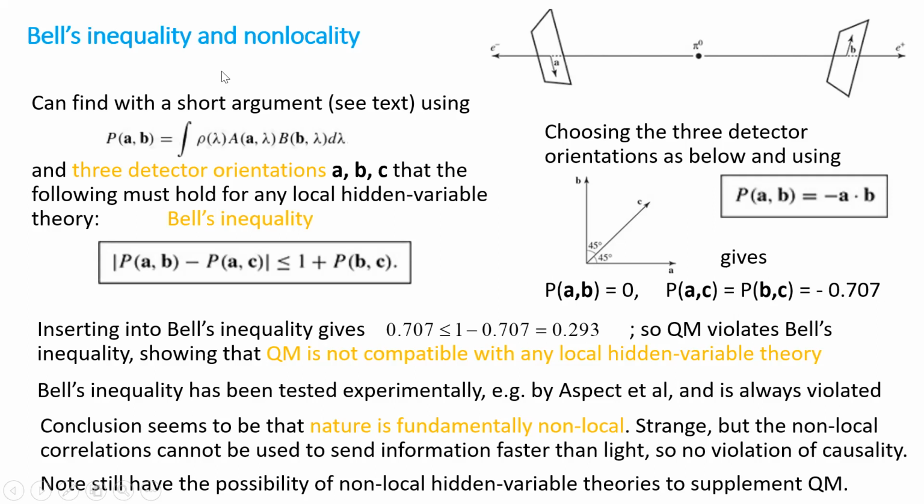But Bell's inequality and Bell's argument showed that any local hidden variables theory is incompatible with the results of quantum mechanics itself. So it can't be used to supplement quantum mechanics. And it's been tested experimentally and is considered to be very solidly established now. So we have nature as fundamentally non-local, but causal, and still things to be discovered, perhaps non-local hidden variables theories to augment our understanding of quantum mechanics.